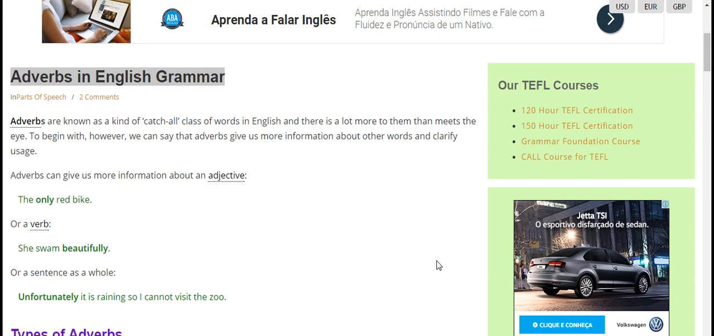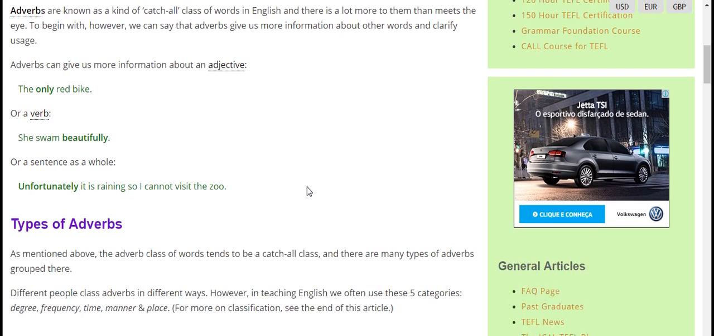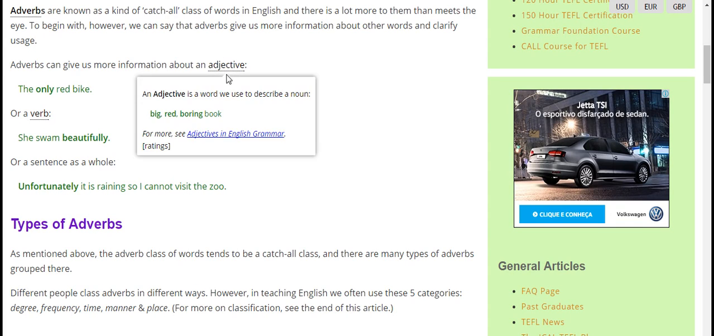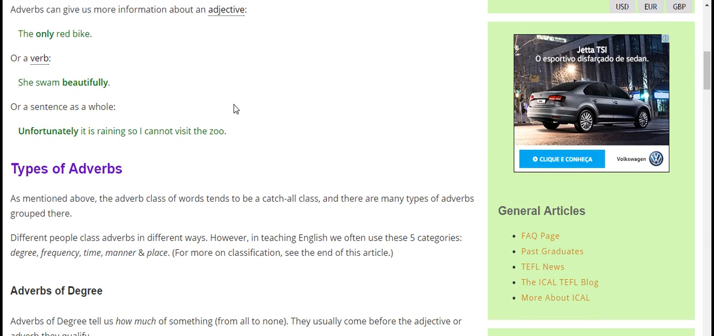Adverbs in English grammar. To begin with, we can say that adverbs give us more information about a verb and clarify its usage. Adverbs can also give us more information about an adjective or another adverb.